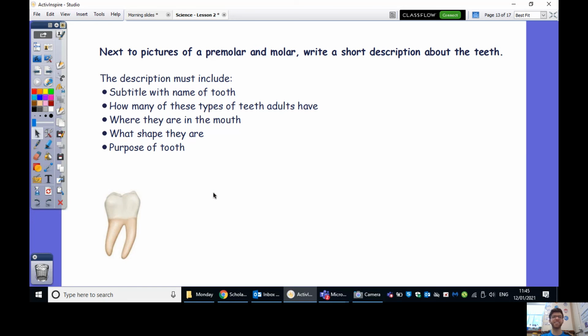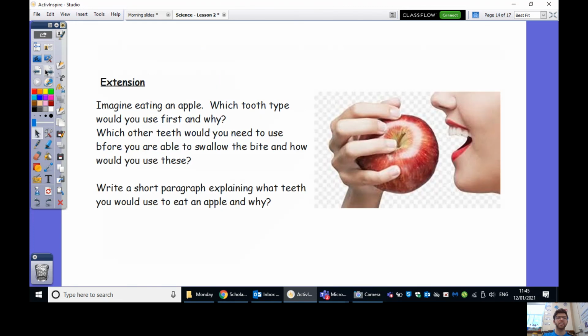Excellent. So hopefully you have had a chance to finish your premolar and your molar paragraph. Well done, guys. Now, if you feel ambitious and you want to go that bit further, there is an extension for you to do. So imagine you're eating an apple. Which tooth type would you use first and why? So we have discussed that during this lesson. Which other teeth would you need to use?